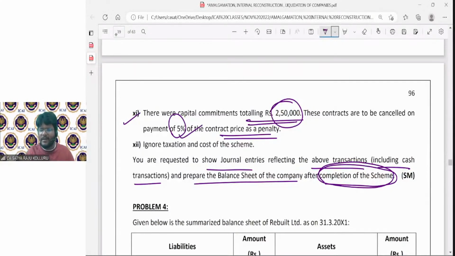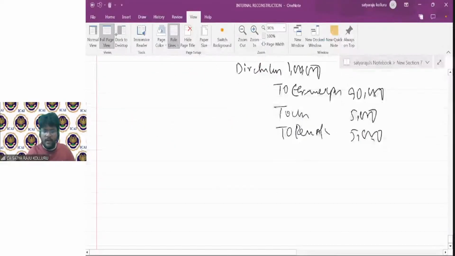So right now, whatever the penalty you are paying is a loss to the organization. If it is not under the reconstruction process, then the entry is penalty to bank, then penalty should be closed and transferred to P&L, so the entry is P&L to bank. Now we are in the process of internal reconstruction. There is no scope for P&L. That's why whatever the profit or loss we are attaining, we need to debit the reconstruction account only. So the entry is reconstruction to bank to the extent of penalty. 2,50,000 into 5% means, which is 12,500.